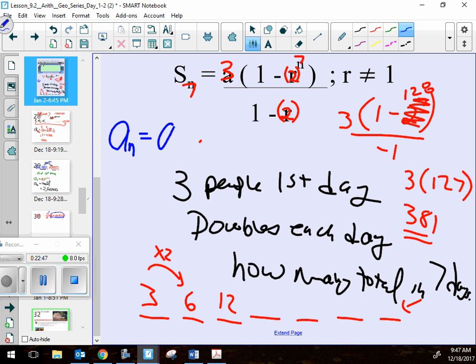A sub n is equal to A times R to the n minus 1. And what is the n? N was 7 in this case. So we go 7 minus 1, and we started with 3. So you should have said amount sub 7, the 7th amount, would be 3 times r, in this case, is 2, to the 7 minus 1 is 6. And 2 to the 6th is, what is that, 64? Okay, so 64 times 3.